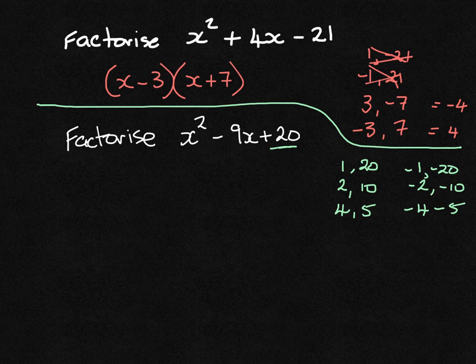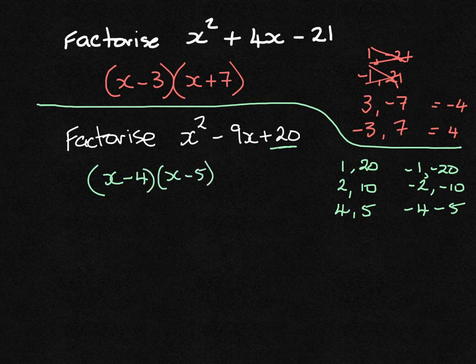Now what you have to do is find which of those factor pairs adds to -9. 1 plus 20, that's obviously not. -1 plus -20 is -21. -2 and -10 is -12. Well, here we go, -4 minus 5. That equals -9. So therefore our answer is x minus 4, x minus 5.